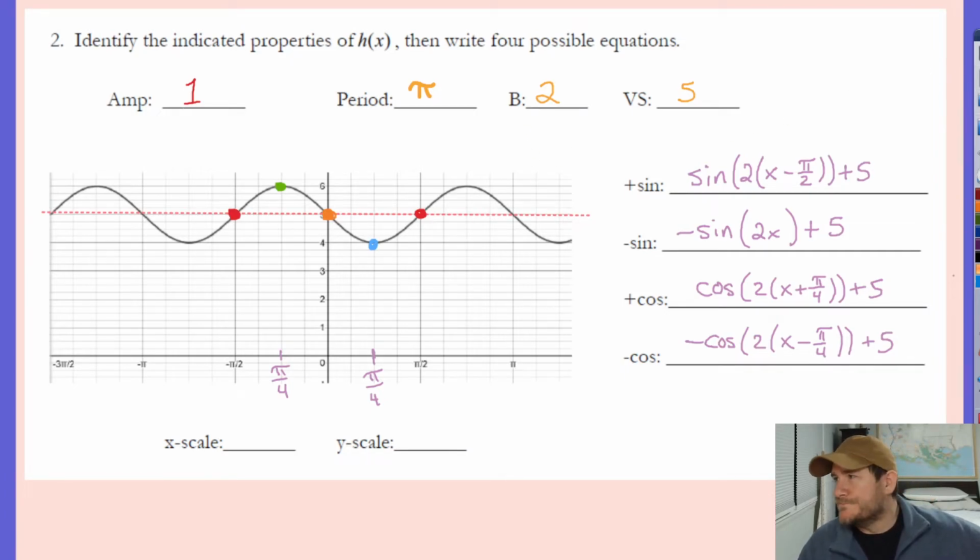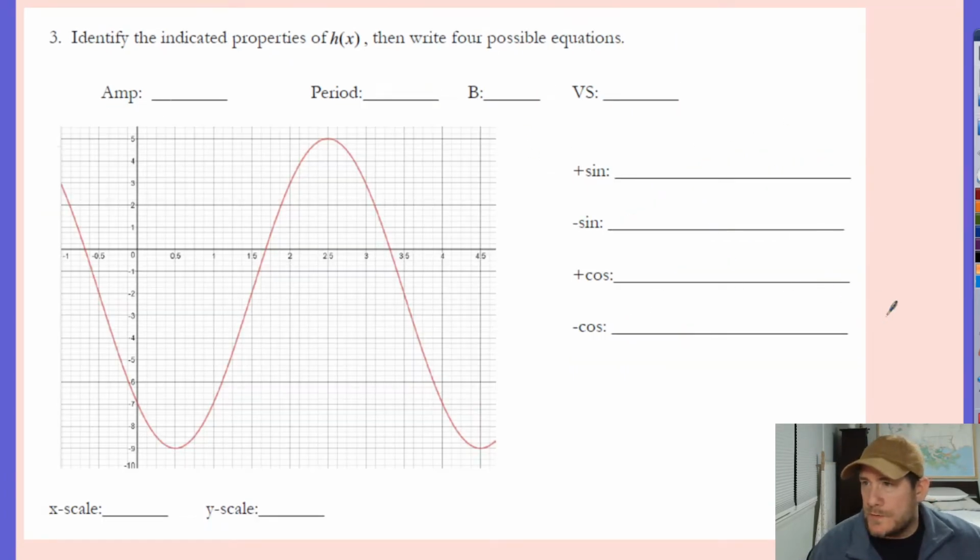Number 3. Whoa. All right. We got a max of 5 and a min down here at negative 9. So we've got a formula for amplitude if you don't feel like calculating all this, but you'll subtract. 5 minus negative 9 is 14. 14 divided by 2 says the amplitude is 7.